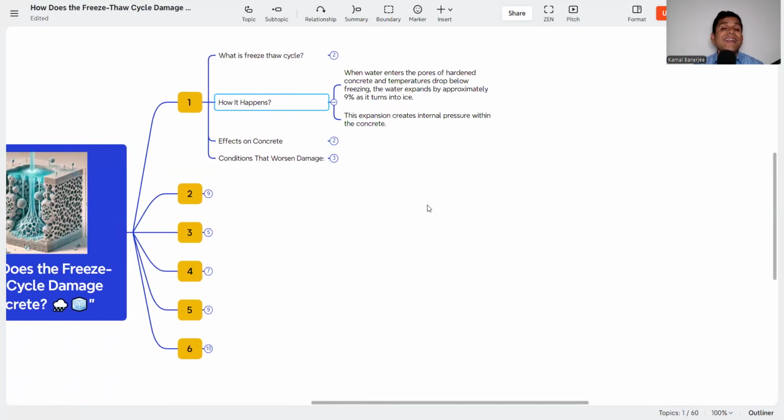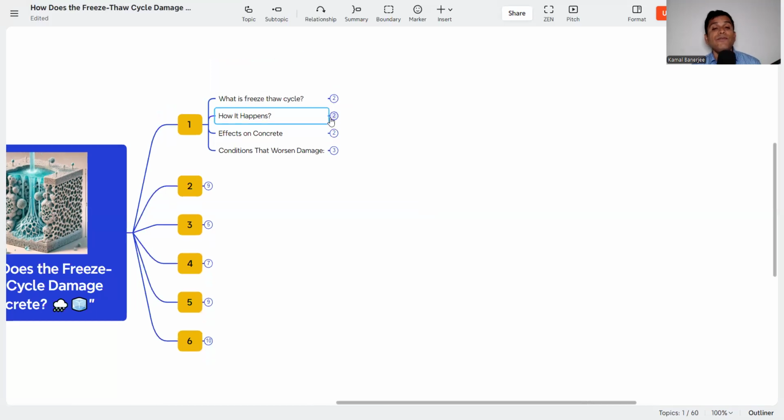When water enters the pores of hardened concrete and the temperature drops below freezing, the water expands by approximately 9% and turns into ice. It is a phenomenon we all know, that when water turns into ice, its volume increases, right? So whatever water is inside the concrete, if it becomes ice, its volume will increase. The expansion of the volume creates internal pressure within the concrete. If the volume is increasing, it creates pressure, and because of that pressure the concrete can be damaged. So this is the freeze-thaw cycle.